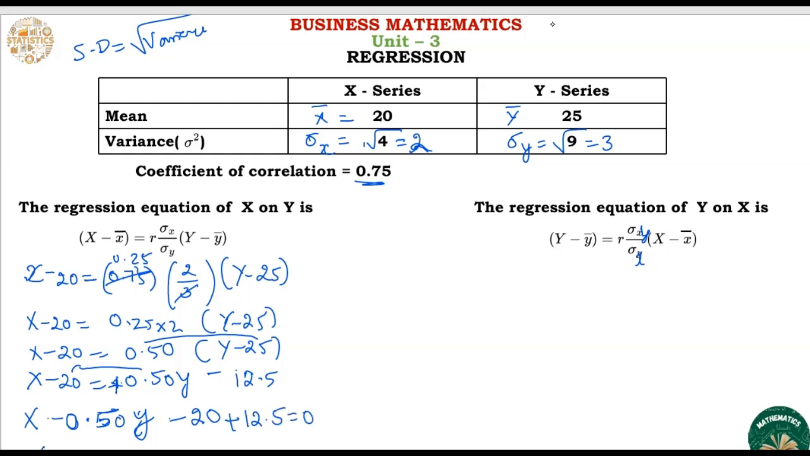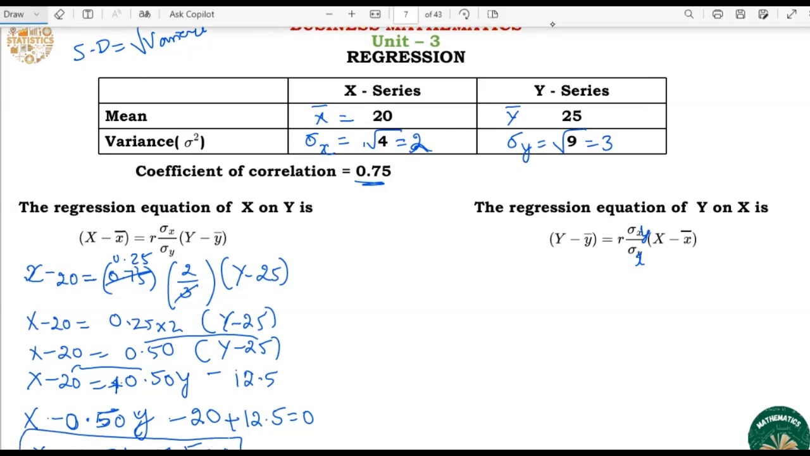Now if you write this, it will be x minus 0.5y, minus 20 plus 12.5, 20 minus 12.5 will be 7.5, so it will be minus 7.5 equals 0. So this is the regression equation for x on y. In the same way we'll be finding it for y as well.